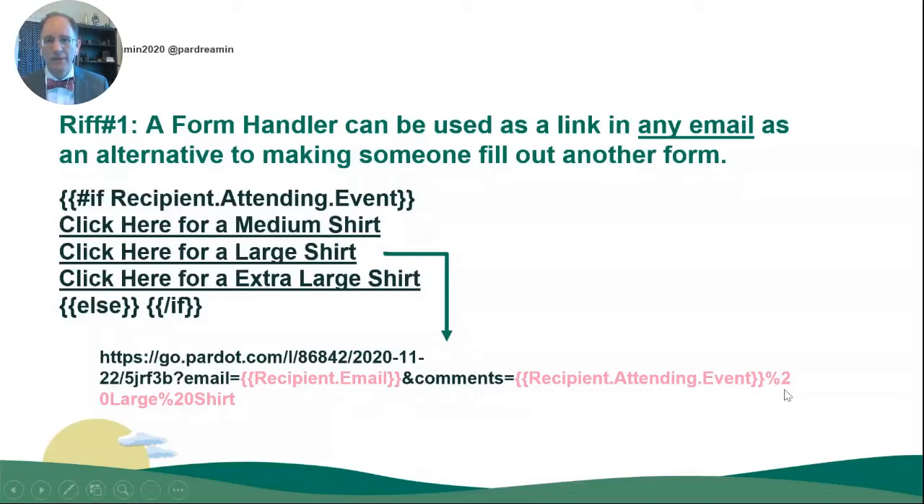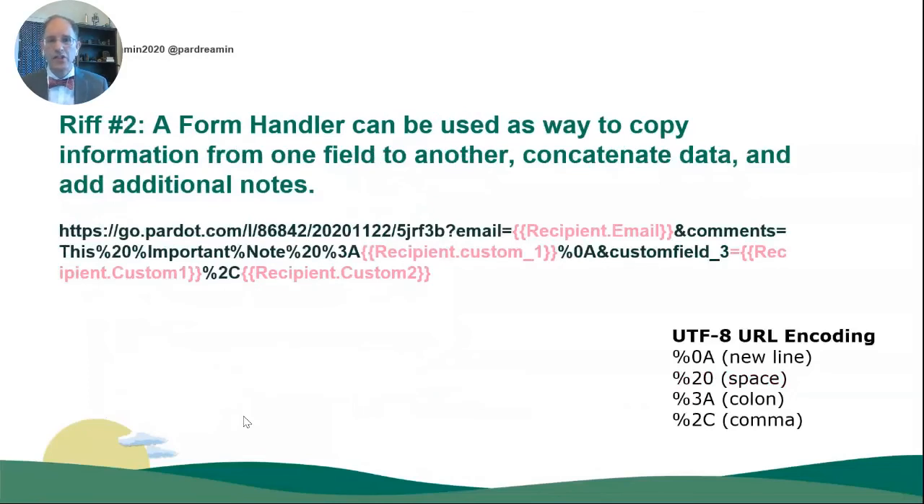See the $20 large, $20 shirt, and that is writing into the field large shirt with 2 spaces. So that's a way that you can get that into the form handler as a link inside of an email, so that you can actually just write that information into the comments section of their Pardot record instead of writing it into some field.